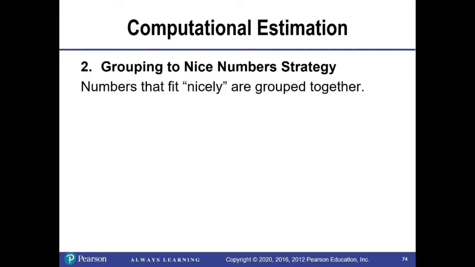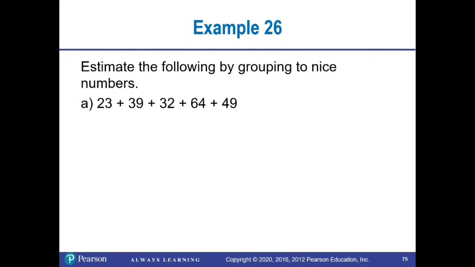Our next method is called grouping two nice numbers. So we want numbers that fit nicely together. Again, we're trying to make our tens or our hundreds when we're adding. So I start and I notice that 39 plus 64 is approximately 100. Again, it's not exactly 100, but we are estimating.